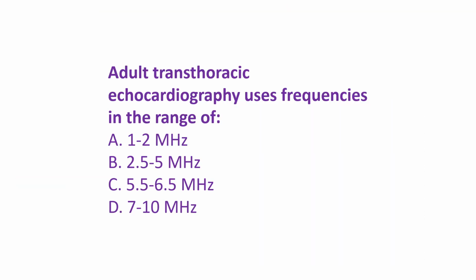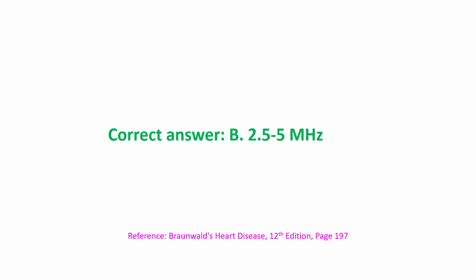Adult transthoracic echocardiography uses frequencies in the range of: A, 1 to 2 MHz; B, 2.5 to 5 MHz; C, 5.5 to 6.5 MHz; D, 7 to 10 MHz. Correct answer: B, 2.5 to 5 MHz.